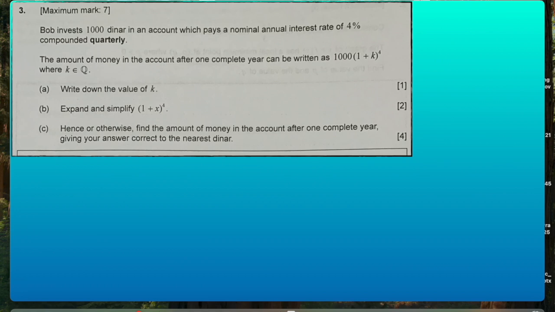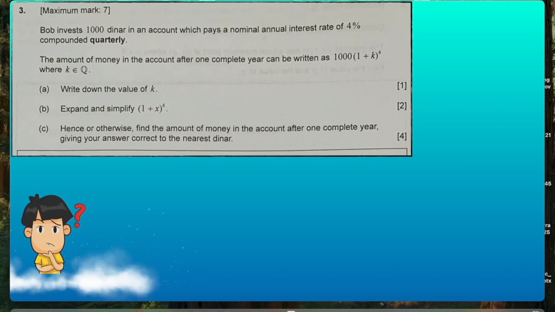Next, question 3. Bob invests 1,000 dinar in an account which pays a nominal annual interest rate of 4%, compounded quarterly. The amount of money in the account after one complete year can be written as 1,000 multiplied by (1 plus k) all to the power of 4, and k is a rational number.